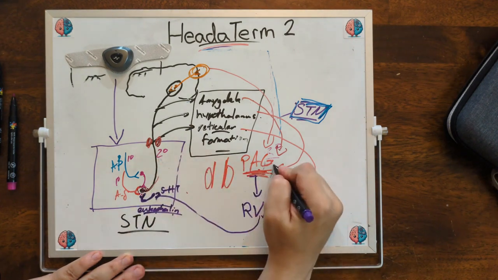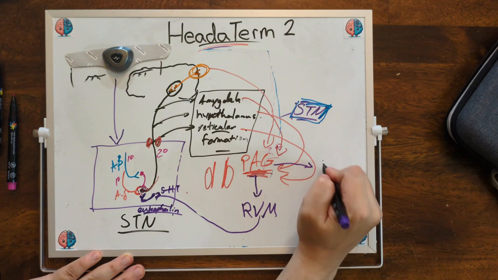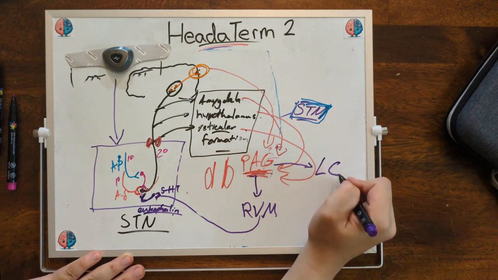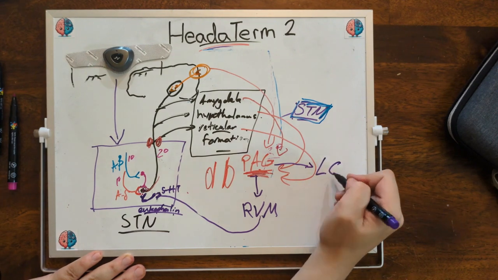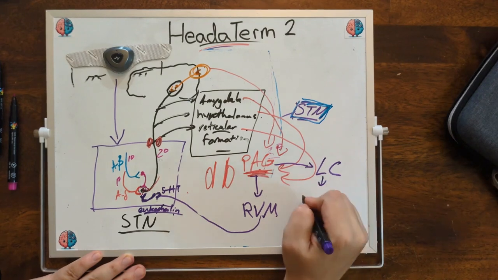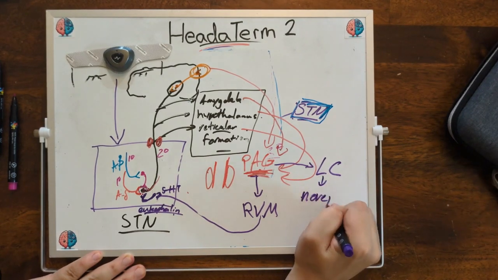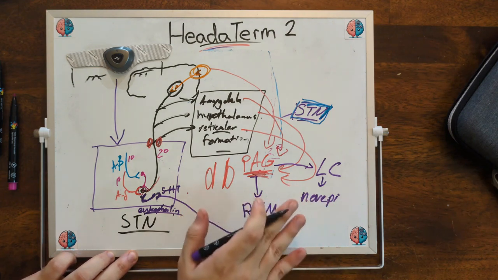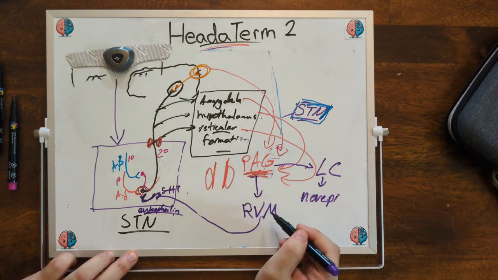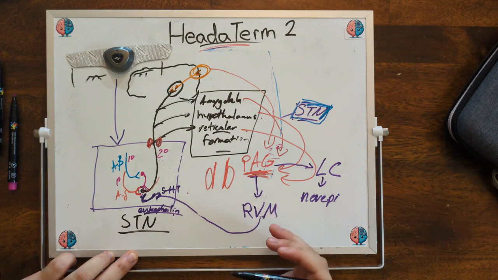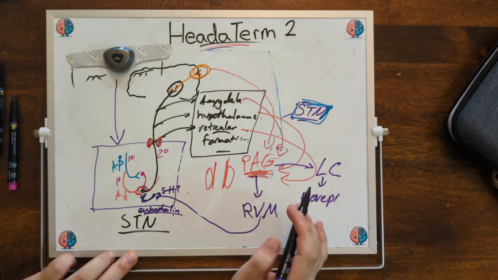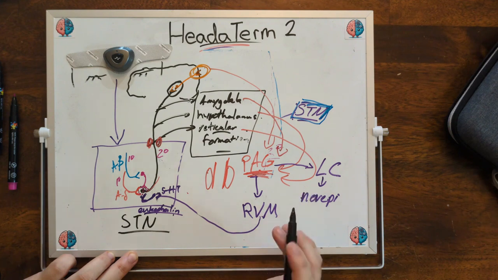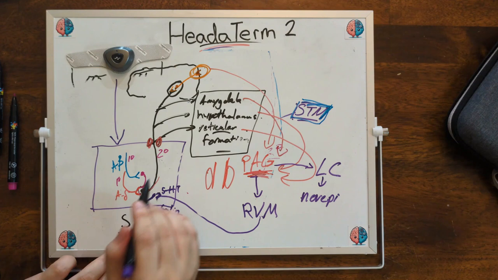Now the PAG will also send to the locus coeruleus. This is also in the brainstem, and it will release norepinephrine. Let me just write it as norepi here. So all of this together creates a powerful inhibitory effect. The PAG and the RVM initiate a top-down pain control effect. They send signals cascading back down, creating a descending pain inhibition system that counteracts migraine pain.